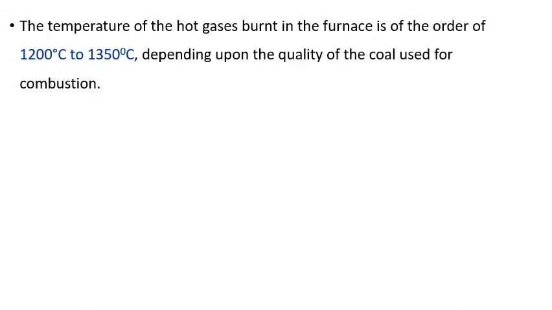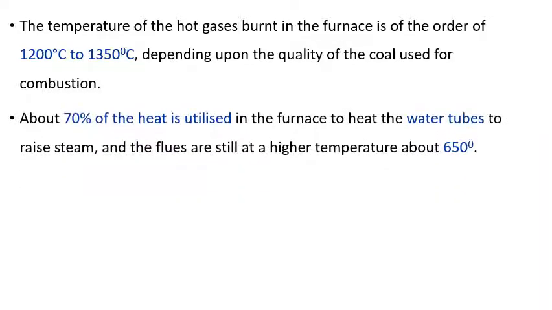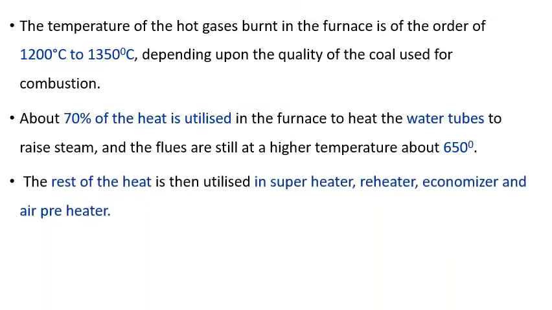The temperature of the hot gases burnt in the furnace is of the order of 1200 to around 1350 or 1400 degrees centigrade. That means a huge amount of heat has been generated, right? Around 70% of the heat is utilized by the furnace tubes, right? Different water tubes are there: furnace tube, wall tube, then superheater tubes, and still there is a 650 degree centigrade temperature. The rest of the heat is utilized in the superheater, reheater, economizer, and air preheater.